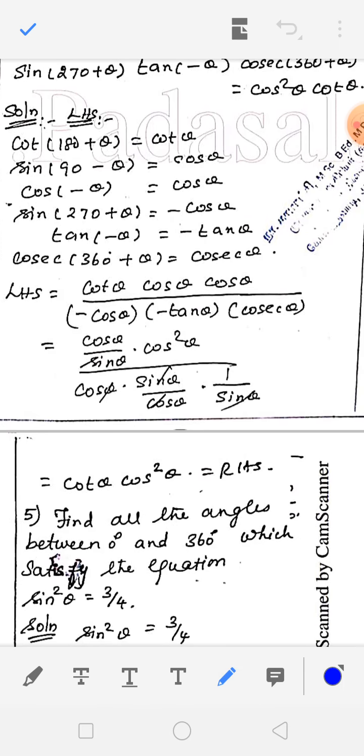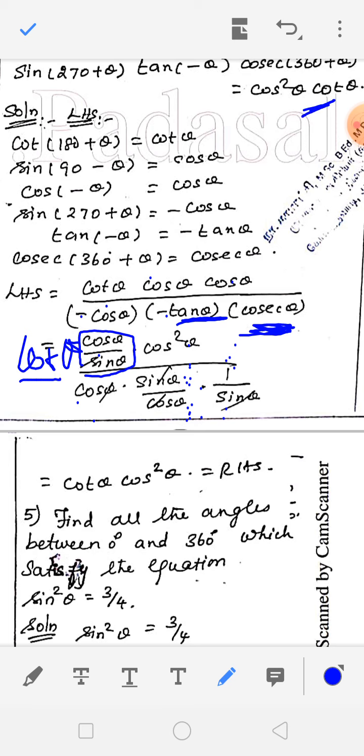There is no need to expand this one, so take the cot theta only here. The numerator is cos theta into cos theta, cos square theta, and minus into minus in the denominator gives plus cos theta, which I can keep there. Tan theta I can write as sin theta by cos theta, into cosecant theta, which I can write as 1 by sin theta. Why don't I want the cot theta expansion? Because in the answer we want cot theta only. So that's why I keep it there.